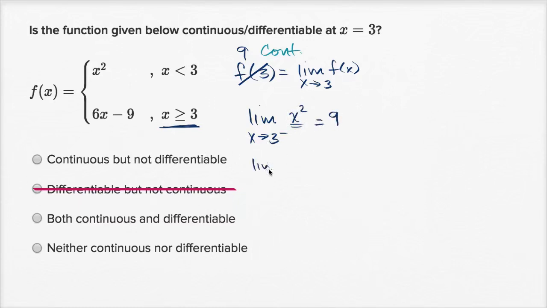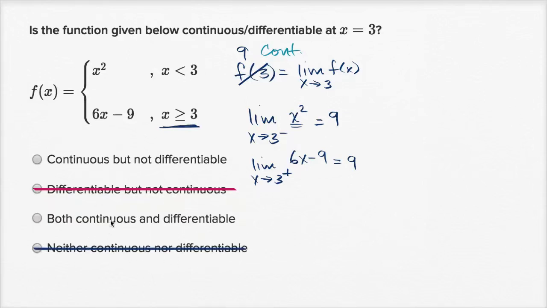Now, what's the limit as we approach 3 from the right-hand side of f of x? As we approach from the right, f of x is equal to 6x minus 9. And once again, 6x minus 9 is defined and continuous for all real numbers. So we can just pop a 3 in there, and you get 18 minus 9, which is also equal to 9. So the left and right-hand limits both equal 9, which is equal to the value of the function there. So it is definitely continuous, and we can rule out this choice.